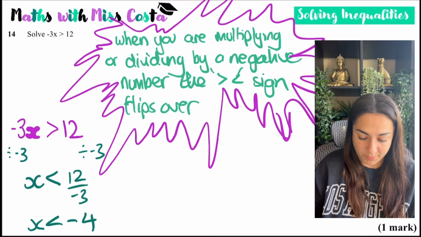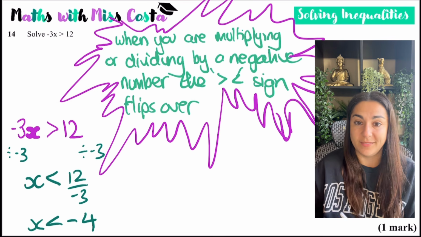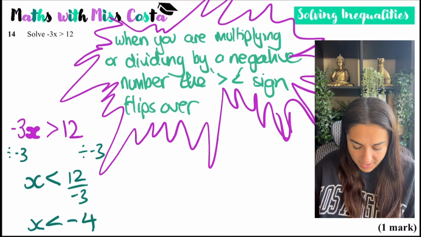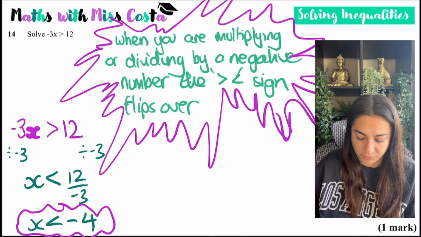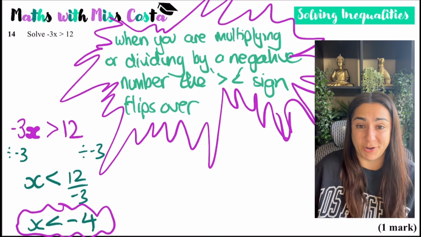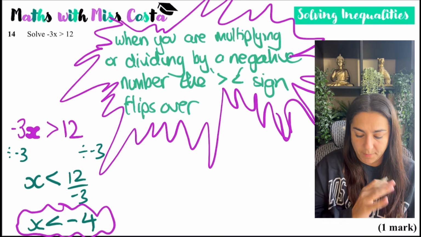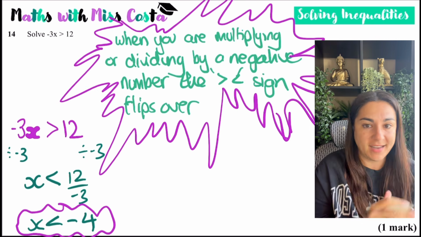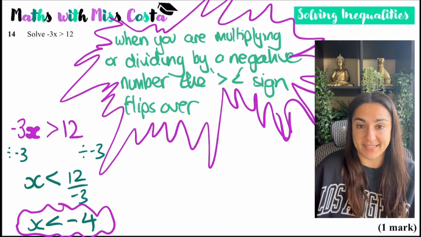People always forget this. I won't explain why. If you really want to know, let me know and I can make a video. But just make sure you write a little note about this, because it's another great way that they can catch you out. It only applies for when you're multiplying or dividing by a negative number. Anything positive, the inequality sign stays the same.